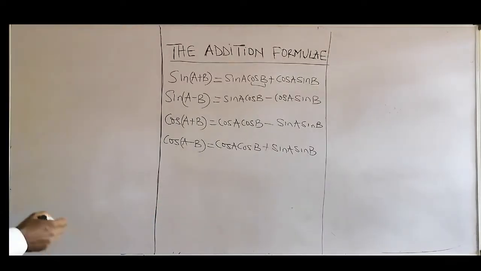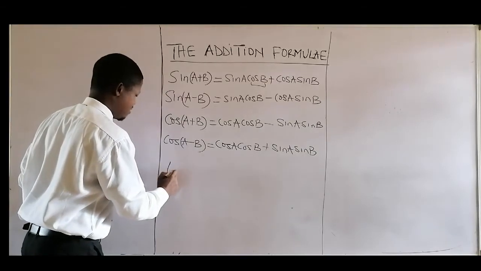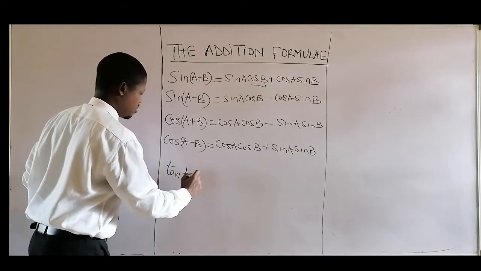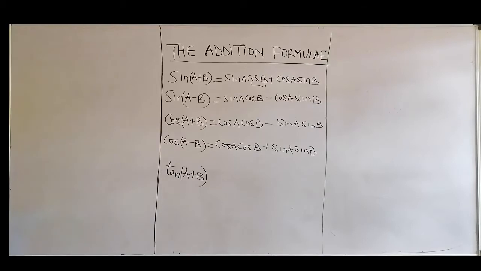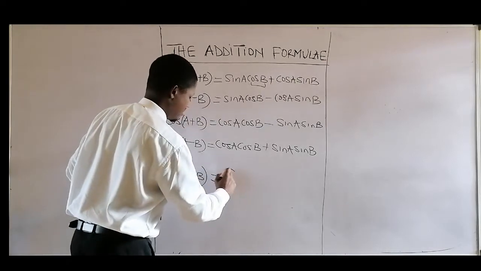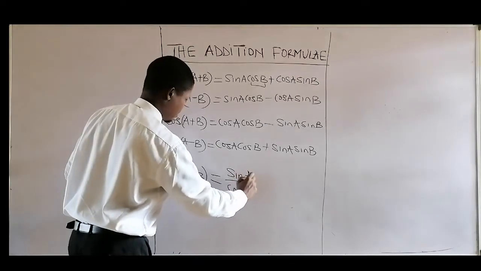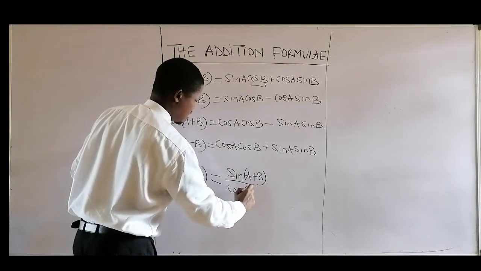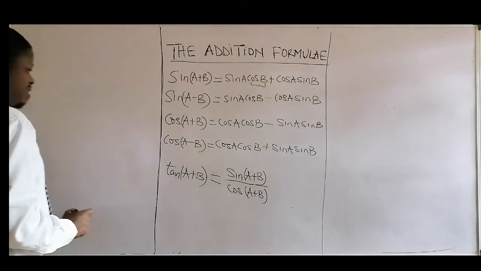So that's that on sine and cos of two different angles. Let's now see the main one, tan A plus B. How do we get tan A plus B? We must know that tan is sine over cos. And the angle we have here is what? A plus B over A plus B. So that's that on tan.